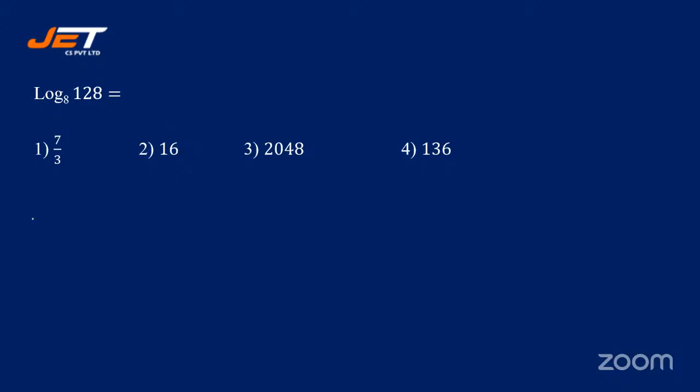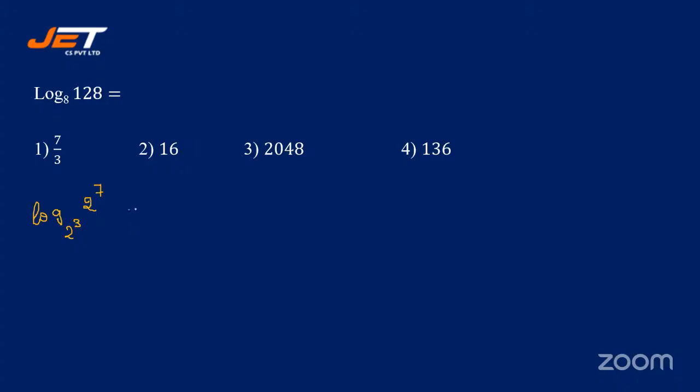So how can you write this log 8? That is the base 8. You can write it as 2 cube. 2 2s are 4, 4 2s are 8. And this 128, you can write it in terms of 2 as 2 to the power 7. 2 2s are 4, 4 2s are 8, 8 2s are 16, 16 2s are 32, 32 into 2, 64, 64 into 2, 128.